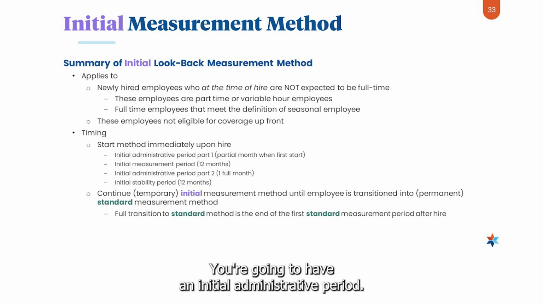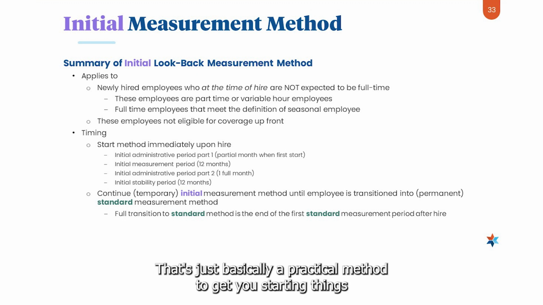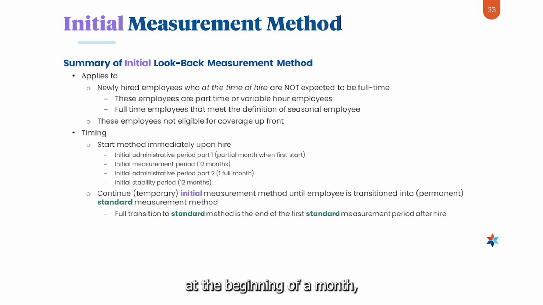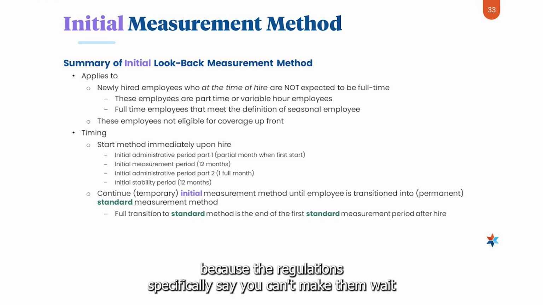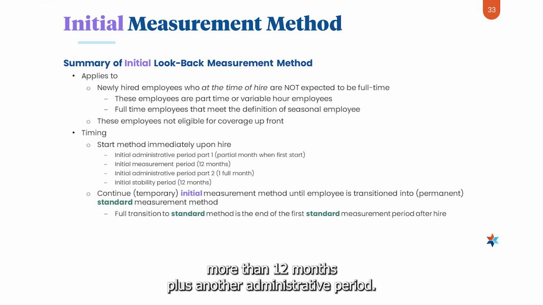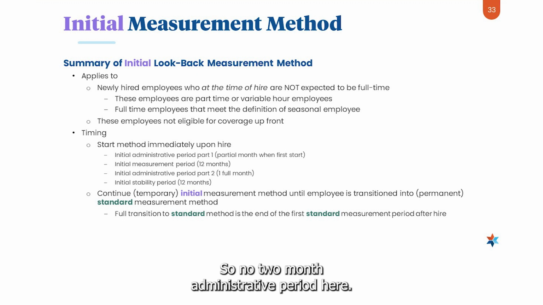You're going to have an initial administrative period, part 1, which is from the date of hire through the end of that month. That's just basically a practical method to get you starting things at the beginning of a month. And then you're going to start your measurement period, 12 months, then your administrative period, part 2. This specifically cannot be more than 1 month, because the regulations specifically say you can't make them wait more than 12 months plus another administrative period. So you've got the 1 month plus the partial month that's allowed, and that's it. So no 2-month administrative period here.